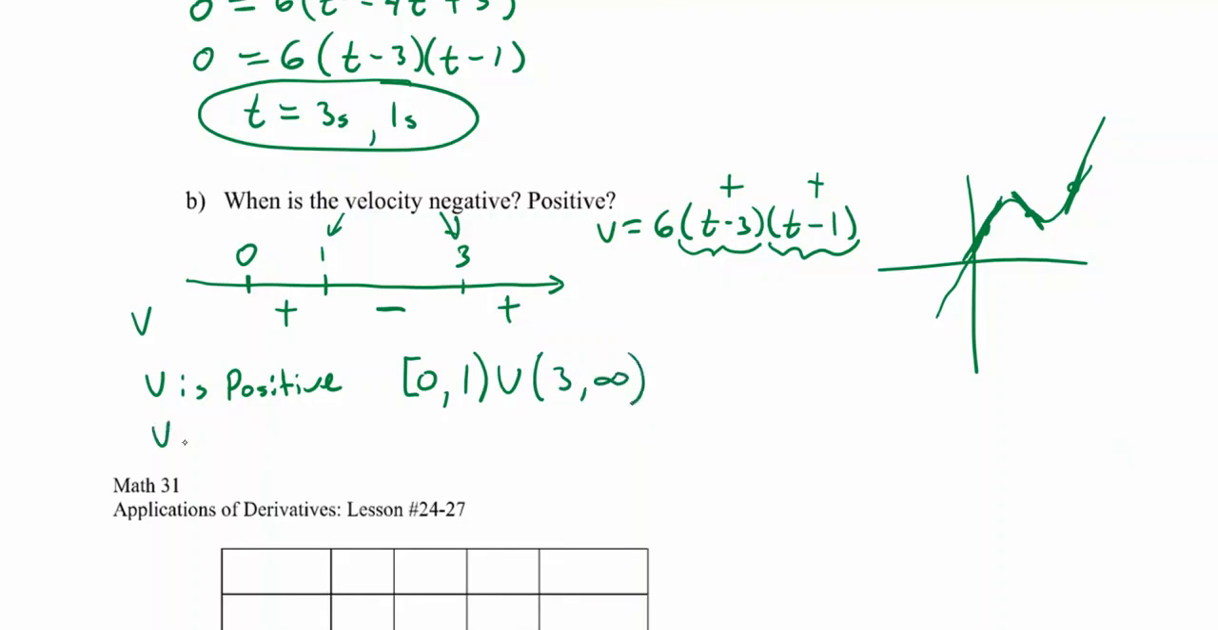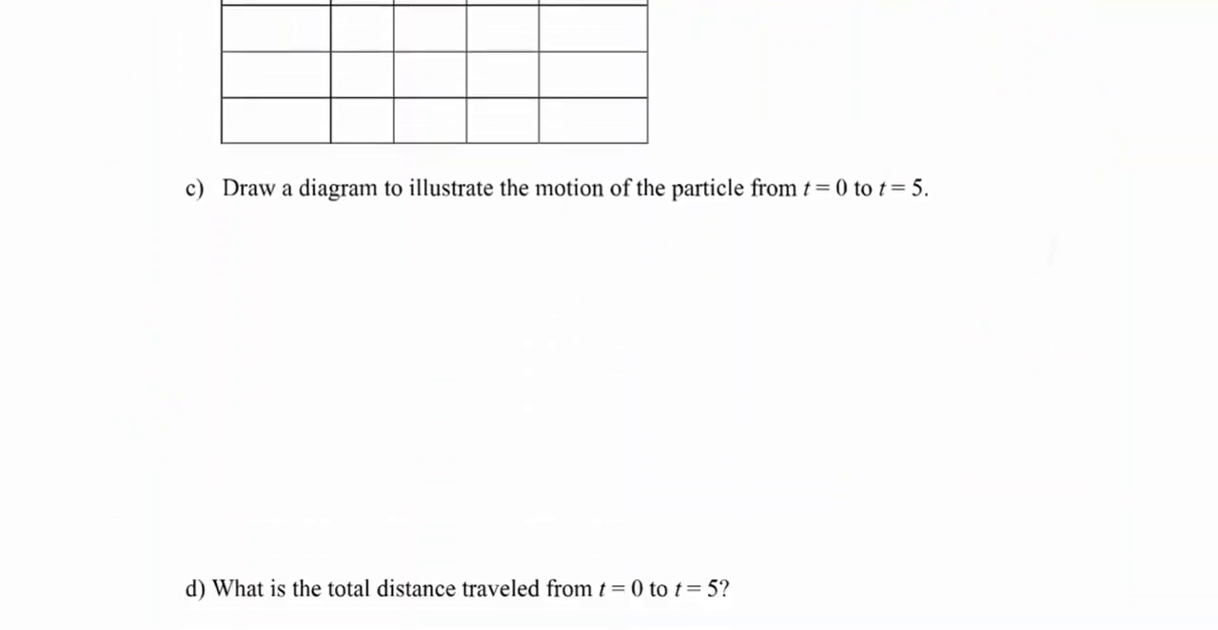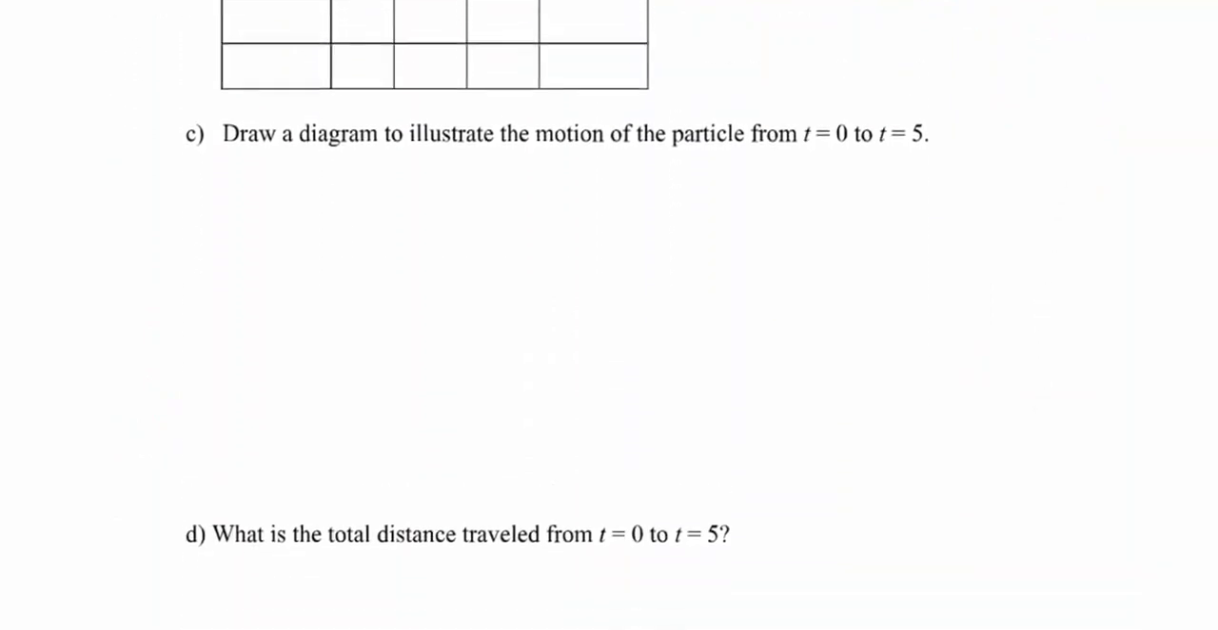Okay, and then v is negative in between 1 and 3. Okay. Draw a diagram to illustrate the motion of the particle from 0 to 5. Okay, so let's do a rough sketch.